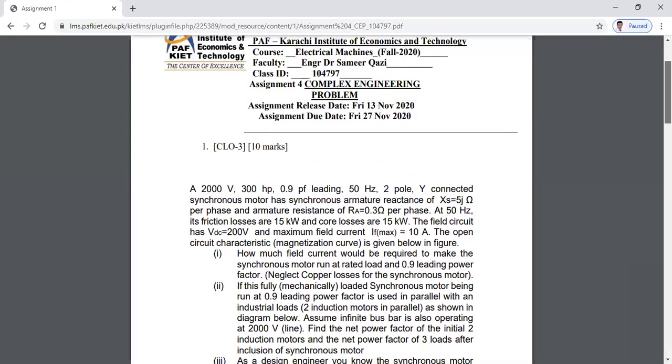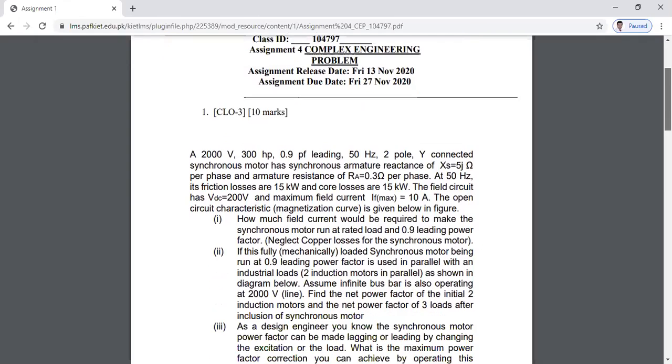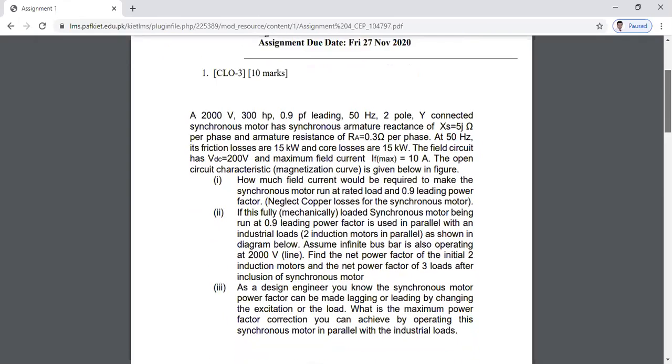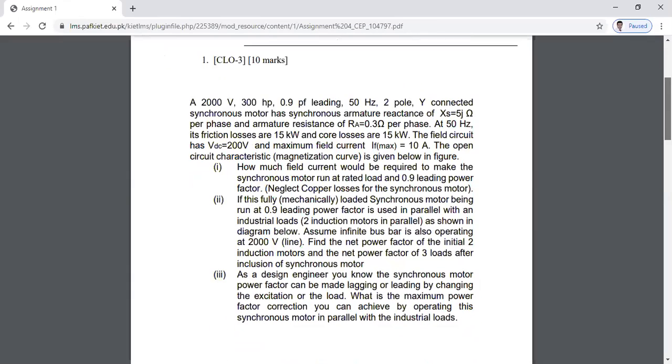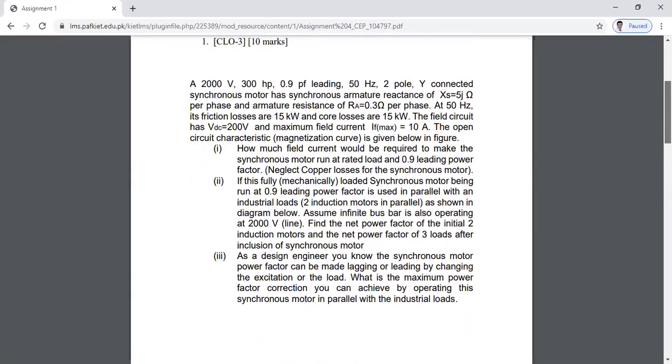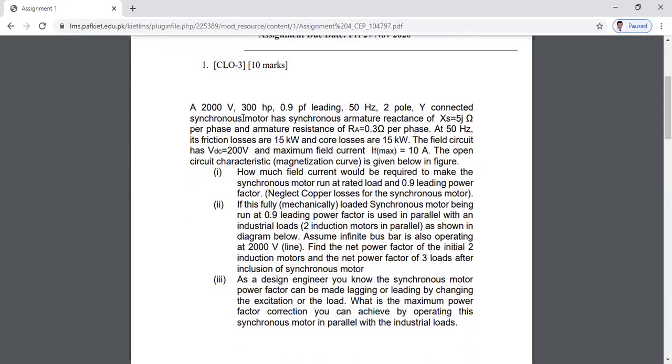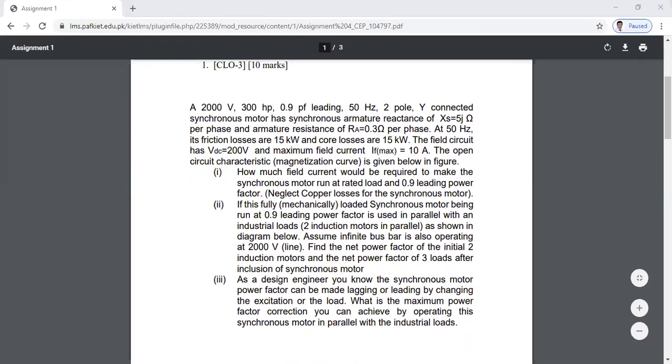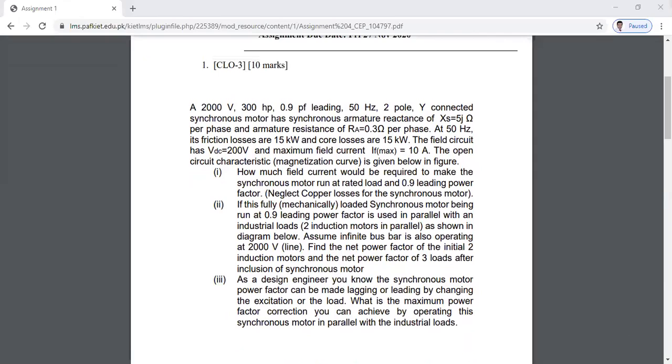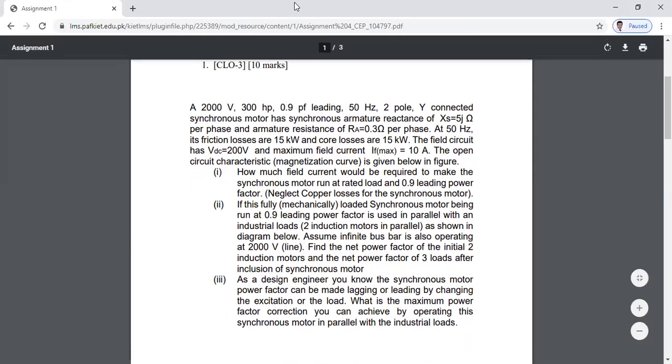Okay, so we are now discussing the complex engineering problem and what you have to do in it. I've given you 2 weeks time for this. In this complex engineering problem, it is related to a synchronous motor. And just let me scribble something on the whiteboard. Share whiteboard.